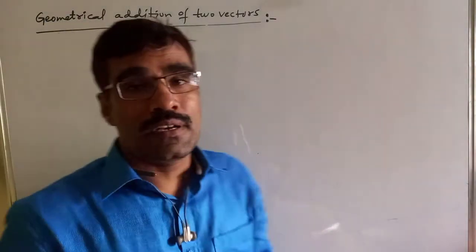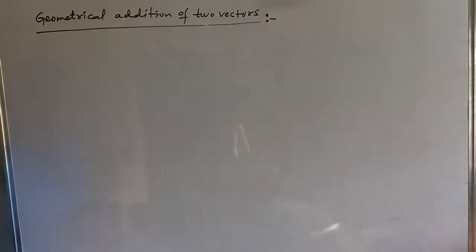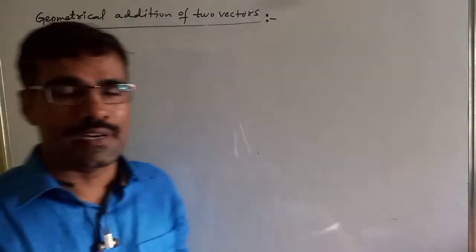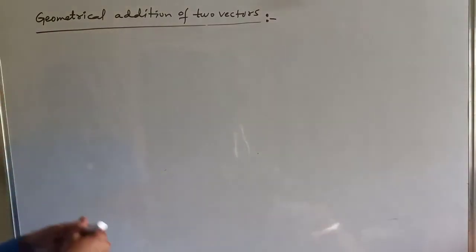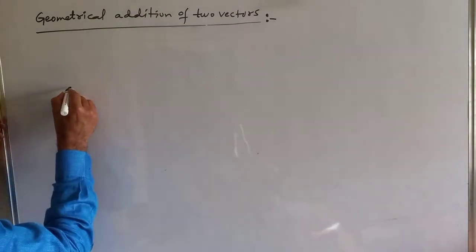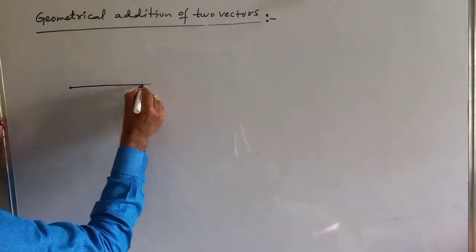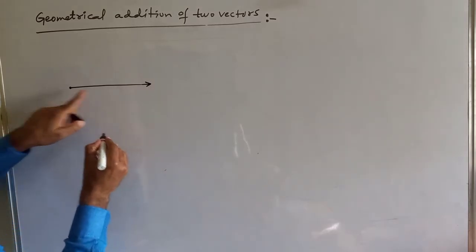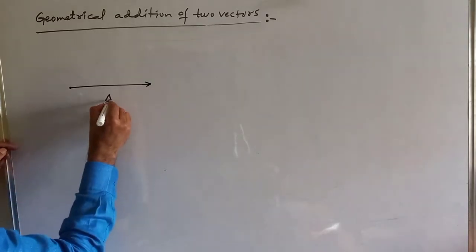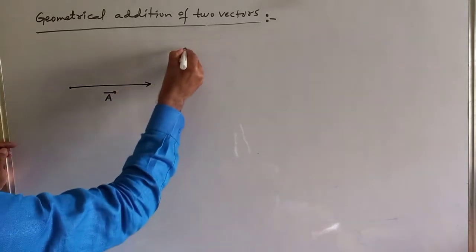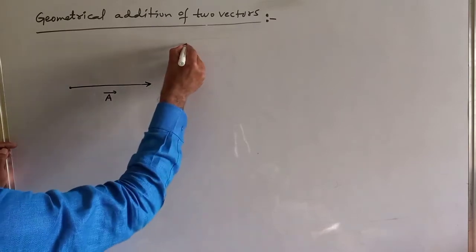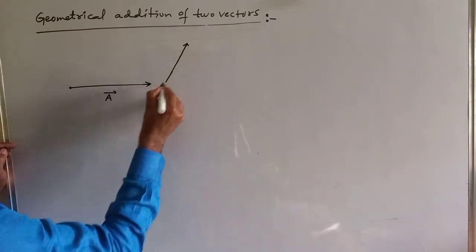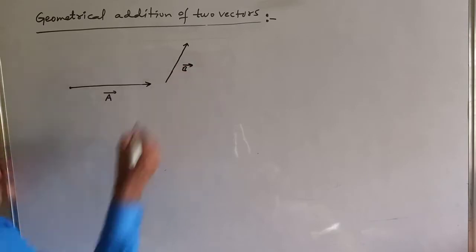Next student, geometrical representation of two vectors. How to add two vectors geometrically. So here, listen students, A bar is one vector, with an initial point and a terminal point. This is the A bar. Here this is B bar, B vector.